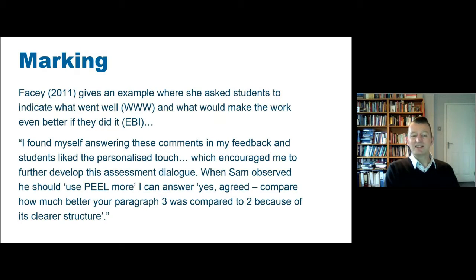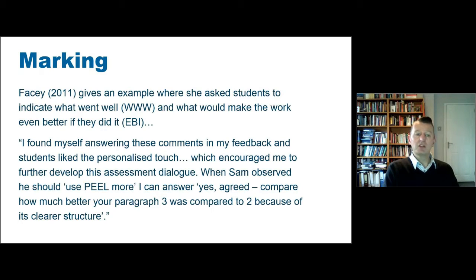So she says, when Sam observed that he should use PEEL more, PEEL is just a strategy for developing more extended paragraphs. P is to make a point, to give an example, and then to explain it. So if the student said to her that I should use PEEL more, the teacher then wrote back and said, yes, I agree with that. Compare how much better paragraph 3 is compared to paragraph 2, because you've given it a clearer structure using the point, explain, and give an example structure.